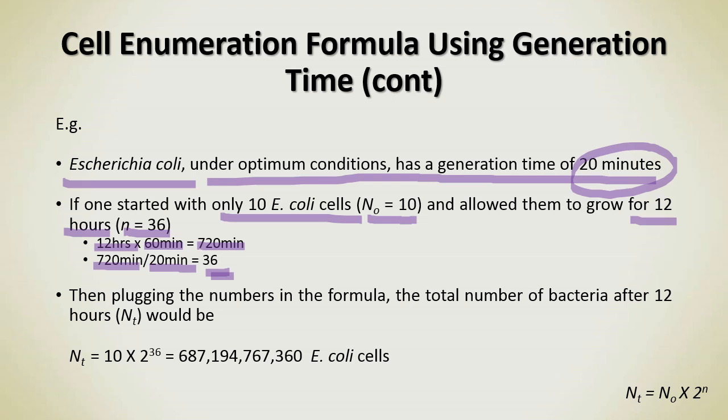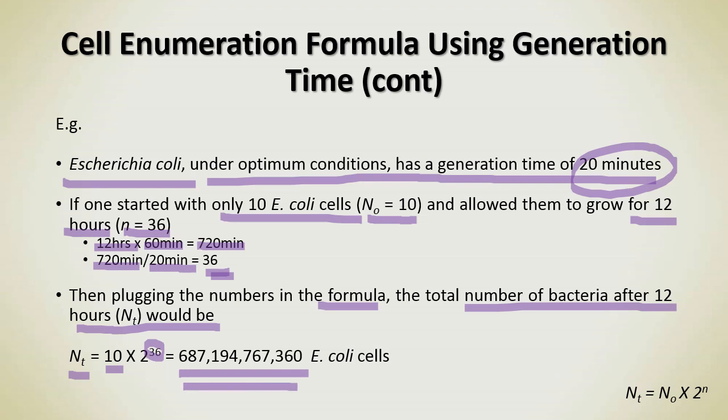Then, plugging the numbers into the formula, the total number of bacteria after 12 hours, Nt, will be obtained. So Nt equals 10, which is your N0, times 2 to the power of n, which is 36 in this case, so you will get this many cells. To be honest, I have no idea how to read this number, so I will just leave it as it is.